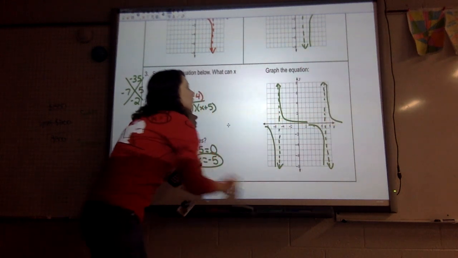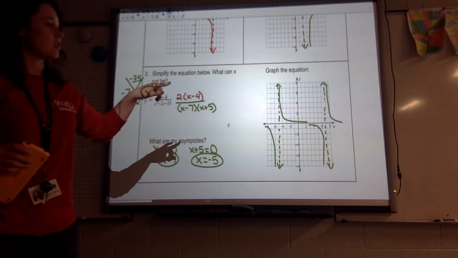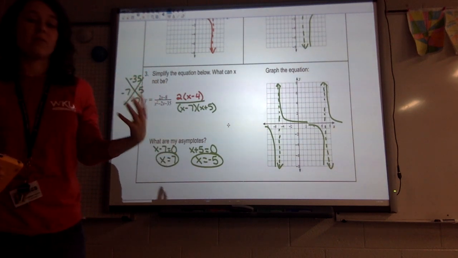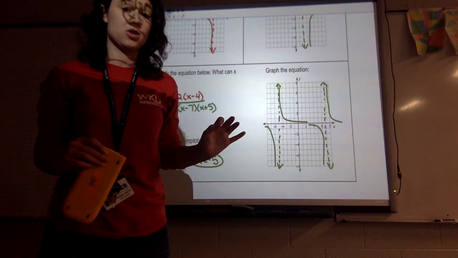So if you notice, when I had one asymptote, I had 2 pieces. Now that I have 2 asymptotes, I have 4 pieces. So keep that in mind. The more asymptotes you have, usually the more pieces you're going to have to this graph.